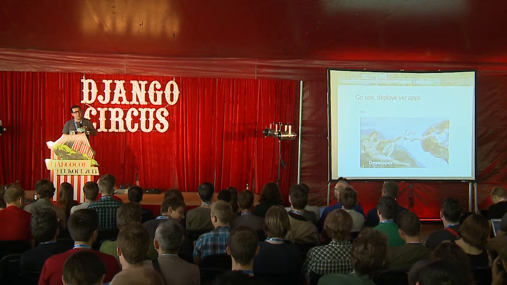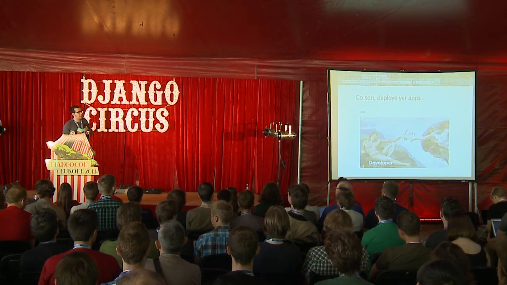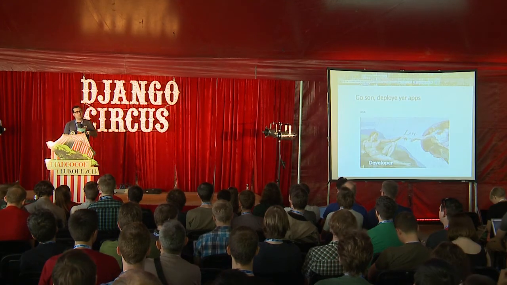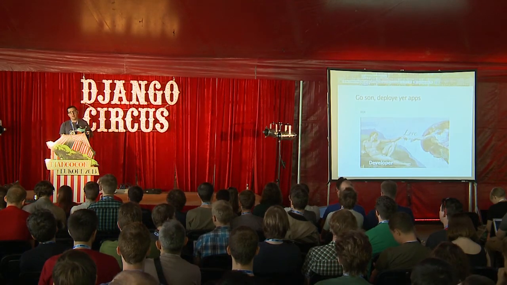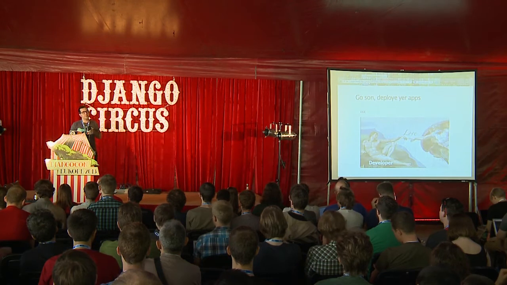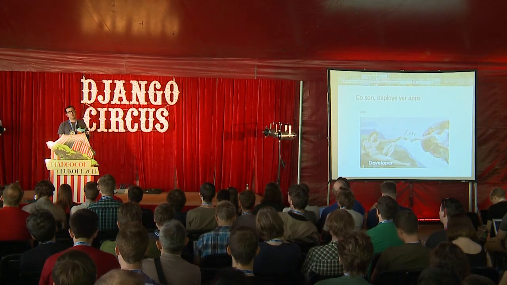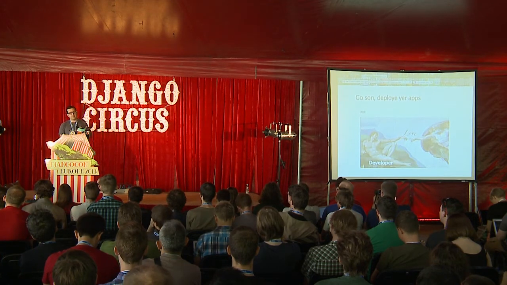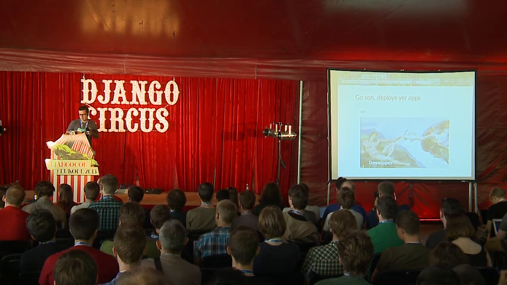But the idea about this slide is that when you work with DevOps or Ops, it's pretty cool to be able to tell them, hey, this is my Python project, and you'll find on the root of my project a Circus configuration file. Go, deploy it, and be happy.